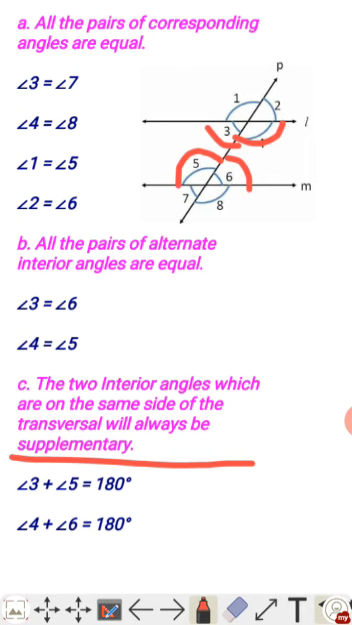Means you can say that if two parallel lines are cut by a transversal, then each pair of interior angles on the same side of the transversal are supplementary.